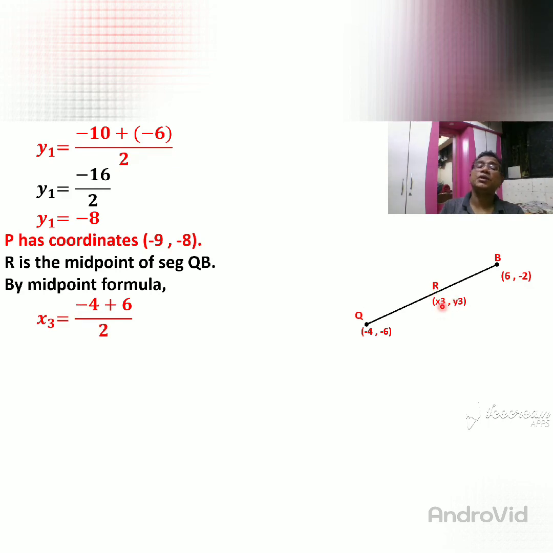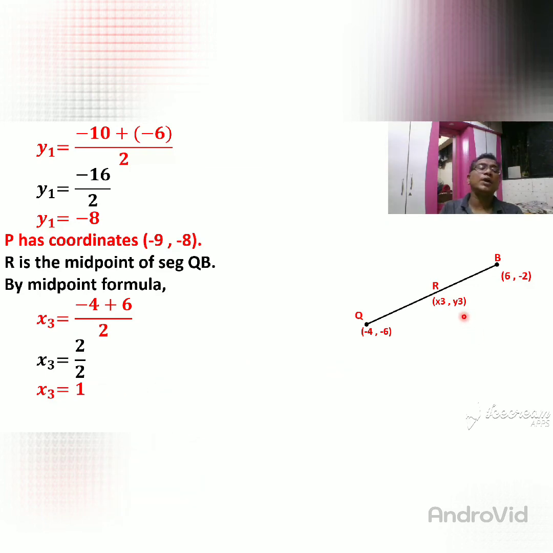So x3 is equal to minus 4 plus 6, divided by 2. The midpoint formula means addition of the x values and addition of the y values. Minus 4 plus 6, divided by 2. 4 is negative and 6 is positive, so the signs are not the same, so we subtract: 6 minus 4 leaves 2. So x3 is equal to 2 upon 2, and 2 ones are 2, so x3 is equal to 1.